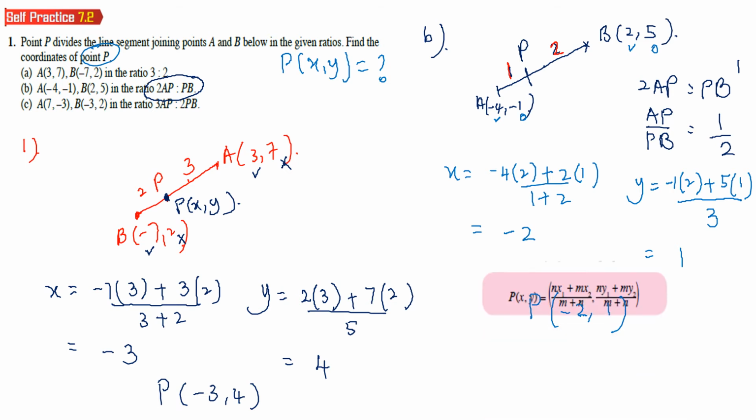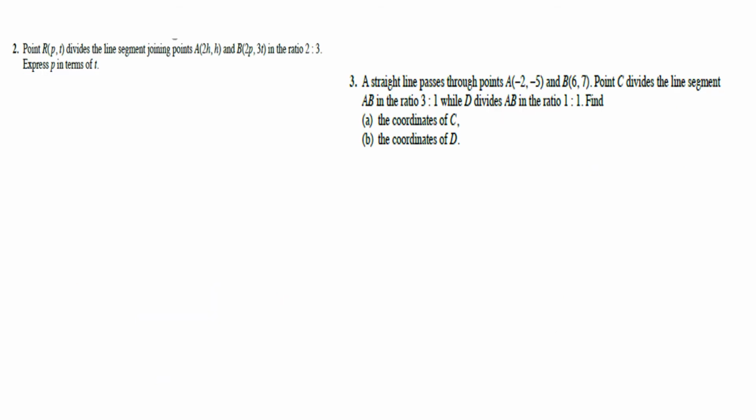Okay, now we move on to question number 2. Question number 2 also uses the same formula. This is the formula for X and Y. Point R is given, P and T, meaning this is our coordinate of X and this is the coordinate of Y. R divides the line segment joining A, 2H and H, and B, 2P and 3T, in the ratio 2 is to 3.